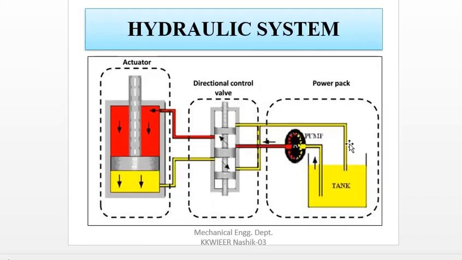Then let us take the structure of this hydraulic system. It basically has three parts. First part is the power pack, which we can say is the generation part. Second part is the direction control valve, which is the control part. And third part is the actuator, which is the transmission part. If you see the definition of any fluid power system, it deals with three words: generate, control, and transmit.